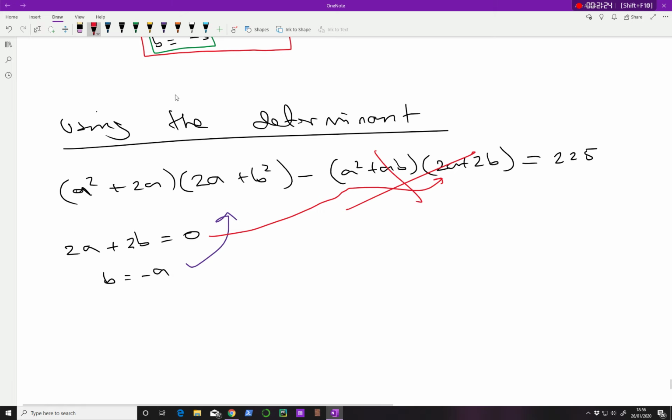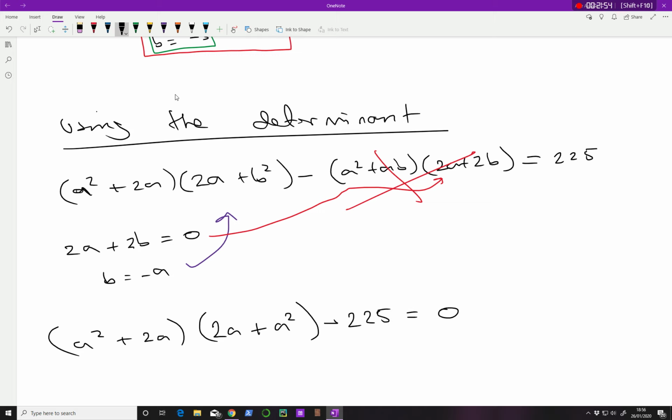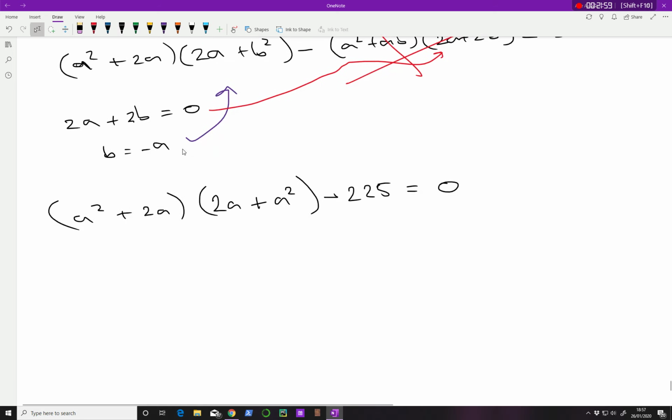So I'm left with a squared plus 2a multiplied by 2a plus a squared, because minus a squared is going to be a squared, minus 225 equals 0, because I brought this over. Now this is going to give me a quartic.